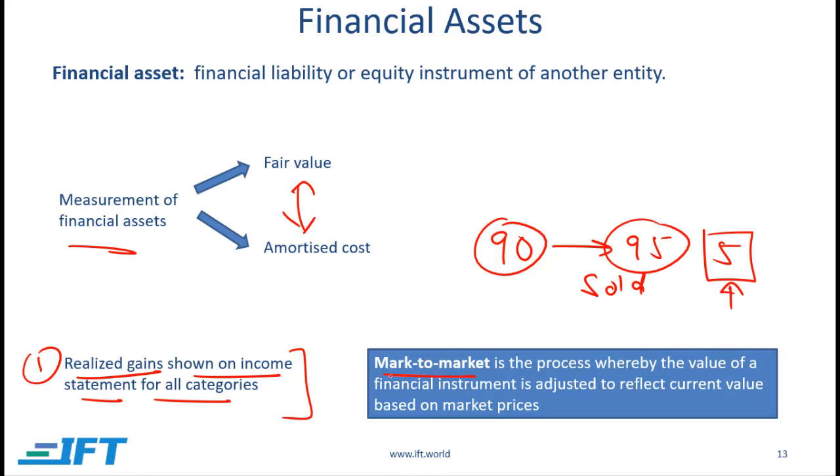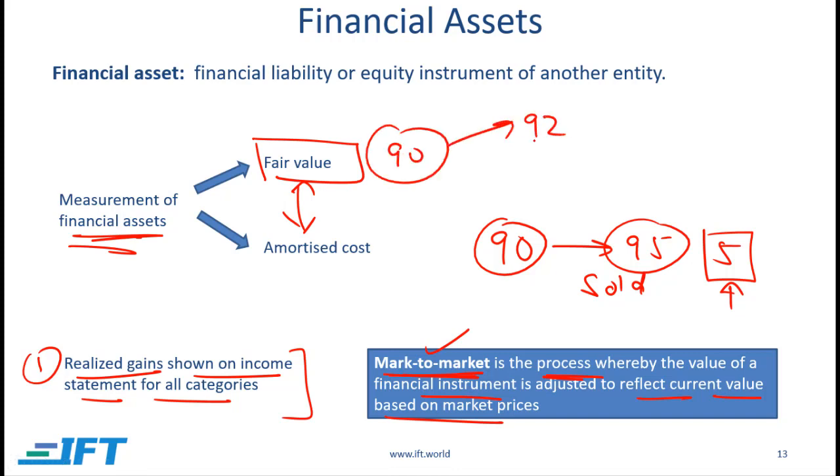The second point has to do with mark to market. This term shows up quite often. Mark to market is the process whereby the value of a financial instrument is adjusted to reflect current value based on market prices. So this term applies when we are referring to financial assets which are measured at fair value. If the fair value was initially 90, then the fair value goes up to 92 at the end of the period, but the company still holds on to this financial asset. On the company's balance sheet, the value now needs to show up as 92. So the process of increasing the value from 90 to 92 is called mark to market.